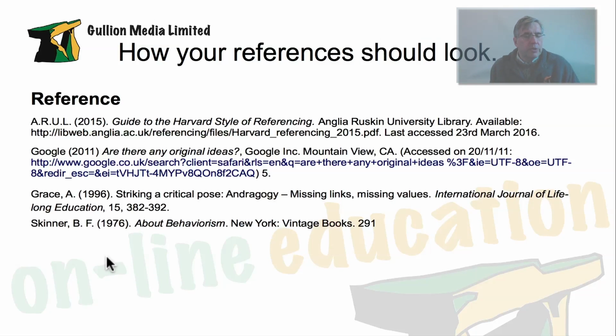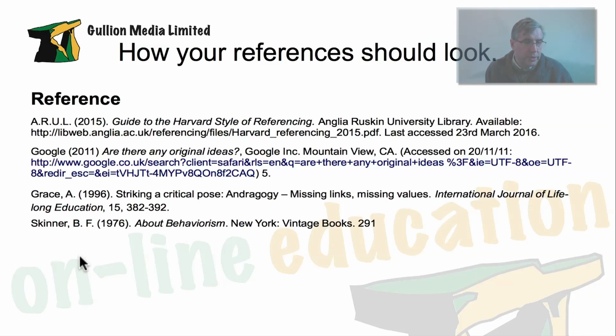So, how should your references look? At the end of your essay, you should have a section that is to do with references. And in that, you'll have blocks of text that indicate who the person is, what year the source was created, the title, whether it's a journal or a book or an internet reference. And you should lay them out in alphabetical order at the end of your essay.